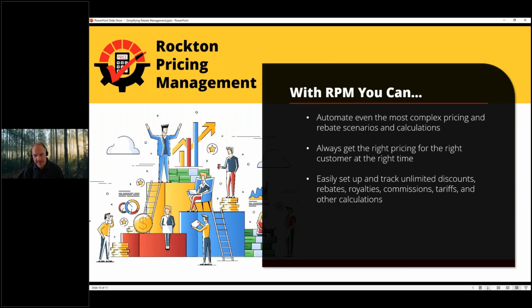You want to make sure with RPM, of course, that you're getting the right price for the right customer at the right time, and also accruing all of your rebates so that they are trackable down to the detail line item. With RPM, not only can you do rebates, but you can also track, likewise, unlimited discounts, things like commissions. Tariffs are coming up as well, very much in the news as of late. And of course, royalties and rebates.